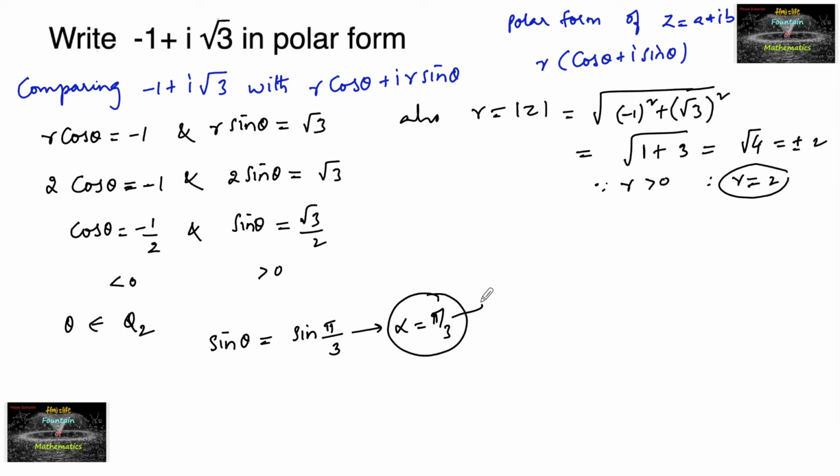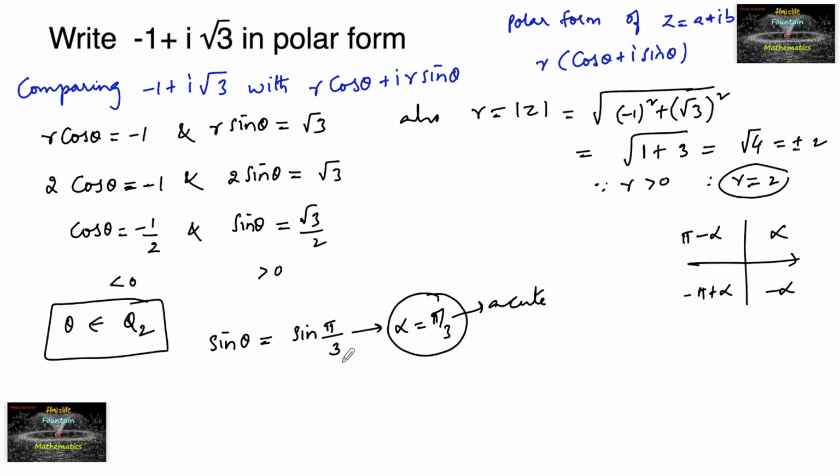Alpha is equal to pi by 3, an acute angle, and we know that if alpha is an acute angle, in the second quadrant it will be pi minus alpha, in the third quadrant minus pi plus alpha, and in the fourth quadrant minus alpha. And since our angle theta belongs to quadrant 2, we can write theta is equal to pi minus pi by 3, that is 2 pi by 3, which is the argument of the complex number.